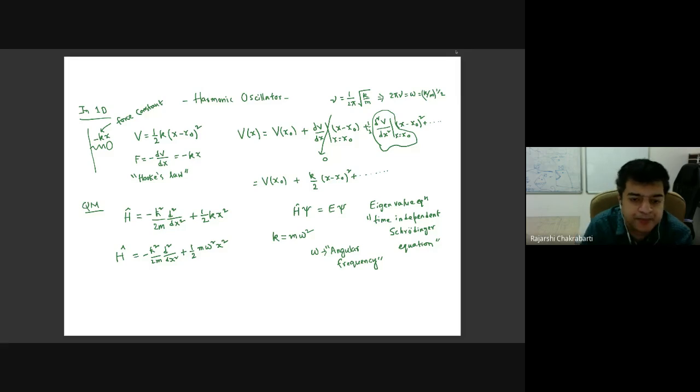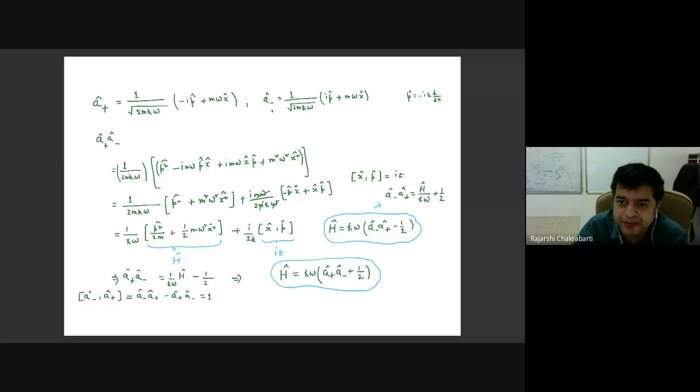Let us begin. We are doing the one-dimensional harmonic oscillator. Remember, this is the potential. This is the Hamiltonian operator. And we had defined two operators, A plus and A minus. It is defined as follows. It is a linear combination of X and P in a particular fashion.